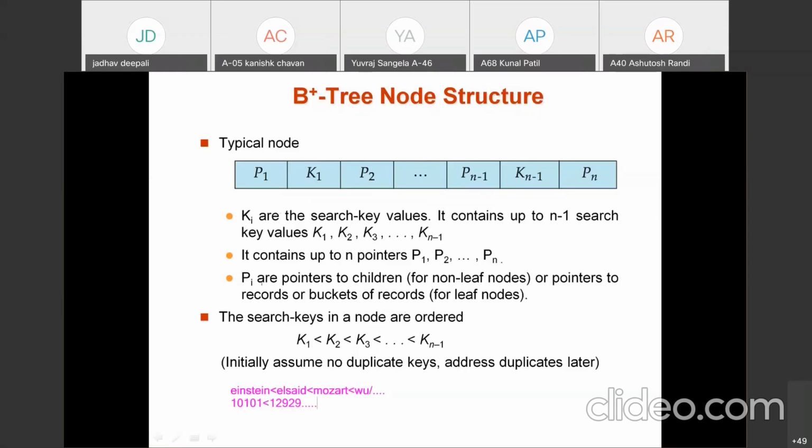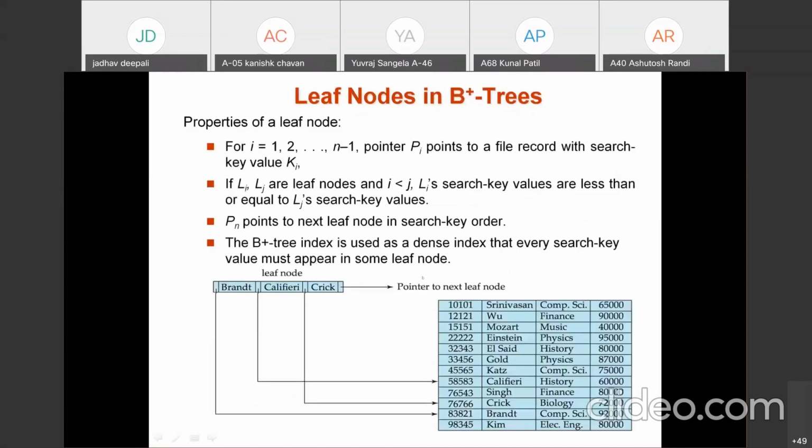The only difference is that the pointer Pi in a non-leaf node points to the children, while the pointer Pi in a leaf node points to the actual record with that particular search key. The search keys in any node are always in order. Now see the first leaf node. Now, properties of a leaf node.